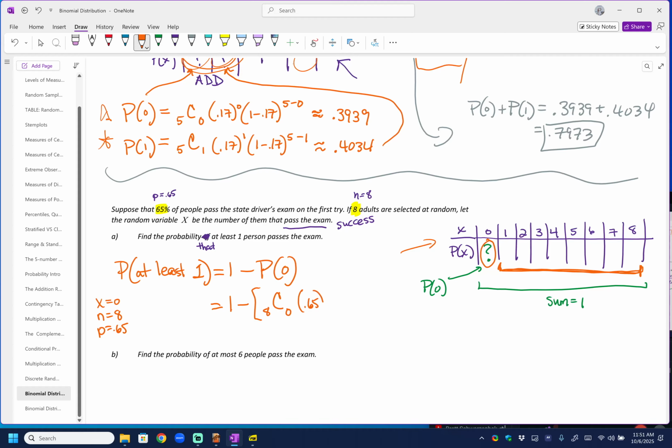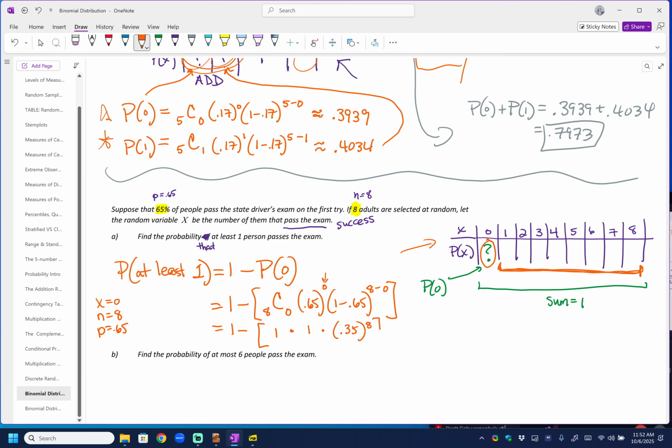We have our probability of success. We're going to be p to the x, so 0.65 to the 0, and then 1 minus 0.65 to the n minus x, or 8 minus 0. We do a little bit of simplifying, we have this. So 8 choose 0 will be 1. And by the way, anything choose 0 is always 1. Anything to the 0 power is also always 1. So then we're just going to have 0.35 to the 8th over here.